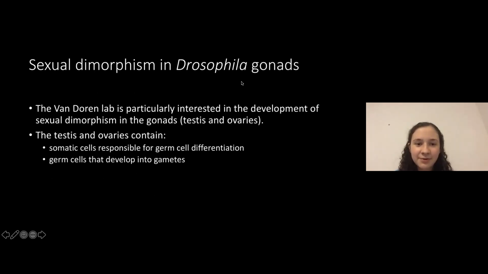So in the Van Doren lab, we're particularly interested in the development of sexual dimorphism in the gonads, which are the testes and ovaries. And the testes and ovaries contain somatic cells that are responsible for germ cell differentiation, and germ cells, which are the cells that develop into gametes, or in other words, eggs and sperm.